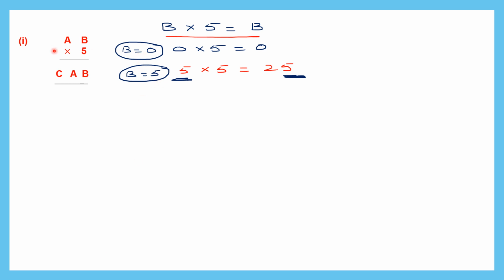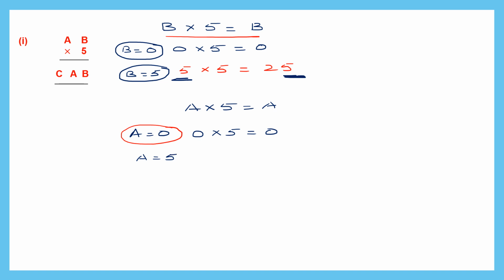Same thing with A, because same thing we write here, we say A into 5 is equal to A. So if A is equal to 0, then 0 into 5 is equal to 0, which is correct. 0 5s are 0. That means A can be 0. Now, A can also be 5, isn't it?